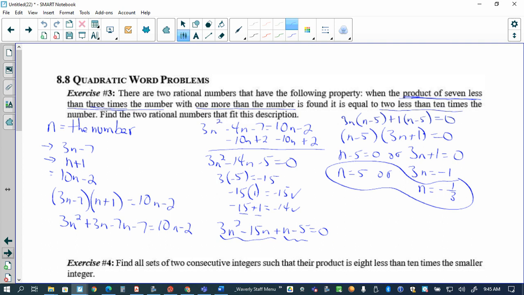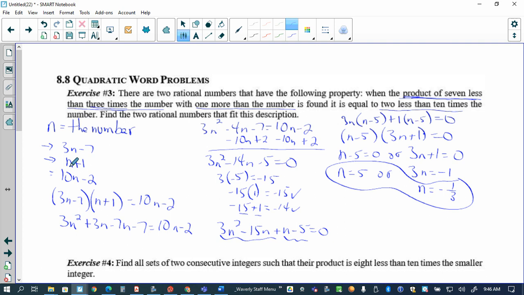And they also had 1 more than the number. That's easy, isn't it? 1 more than the number would be what? And it said the product of those two. What does product mean in math, guys? Multiply. The product is equal to what? Being 2 less than 10 times the number, right? So the product of these first two equals that third one.